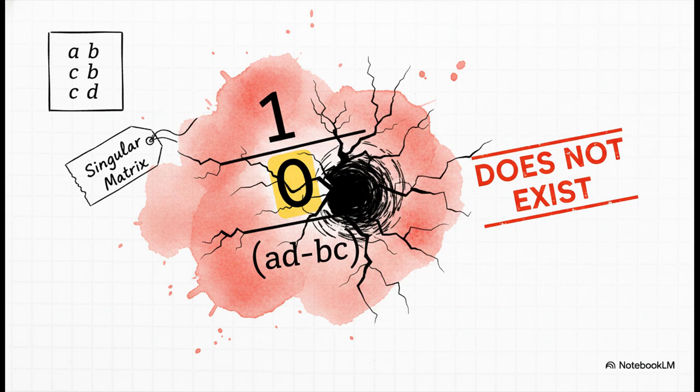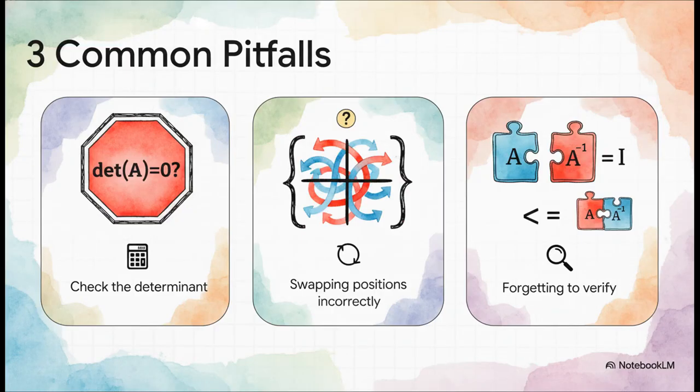A matrix like this has a special name. It's called a singular matrix. And if you think about our formula, it makes perfect sense. We'd have to put that 0 in the denominator, and we all know you can't divide by 0. So let's just quickly recap the top 3 mistakes people make. Number 1, always check the determinant first, especially on a 2x2. If it's 0, you save yourself a ton of work.